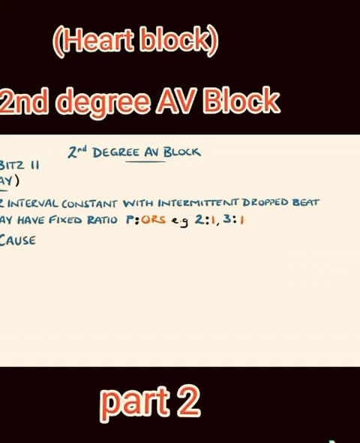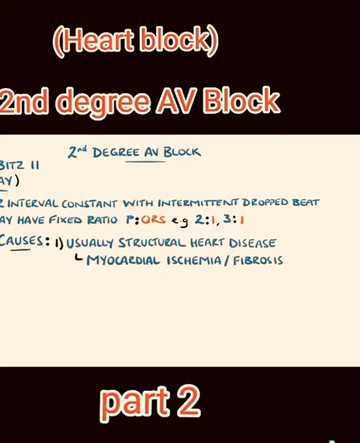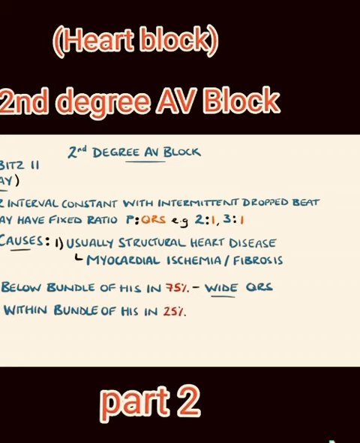Mobitz 2 will usually have structural heart disease, often myocardial ischemia or fibrosis. And in 75% of cases, the anomaly is found below the bundle of His, which means broad QRS complexes are generated. However, the defects are in the bundle in 25% of cases, which means a narrow QRS.